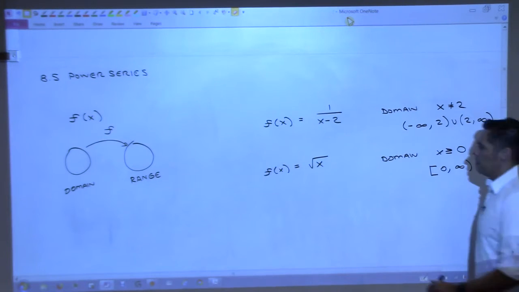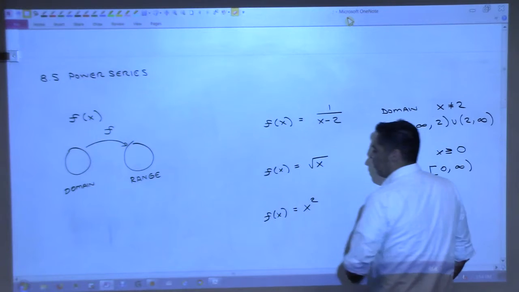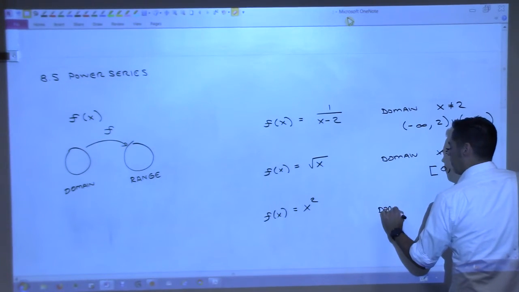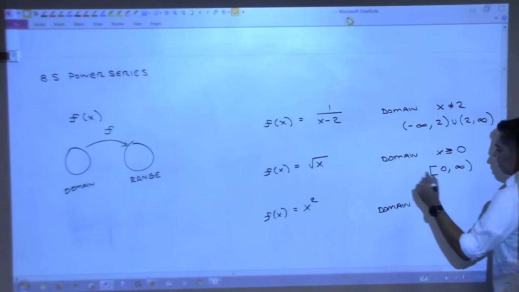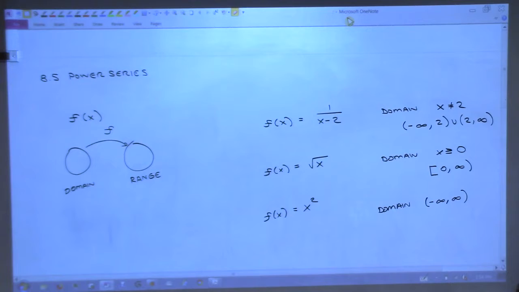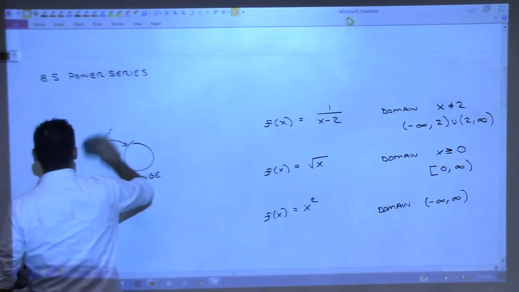Okay, and then we have things like this, where if we were asked for the domain of that, you'd say all real numbers. You could say negative infinity to infinity, everything. So this very basic concept of functions and domains, y'all are pretty comfortable with? Yes? Okay. Now, let's talk about power series.